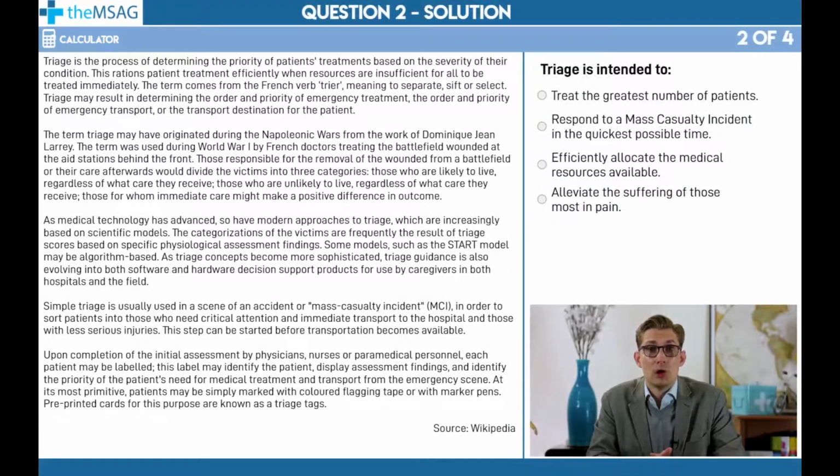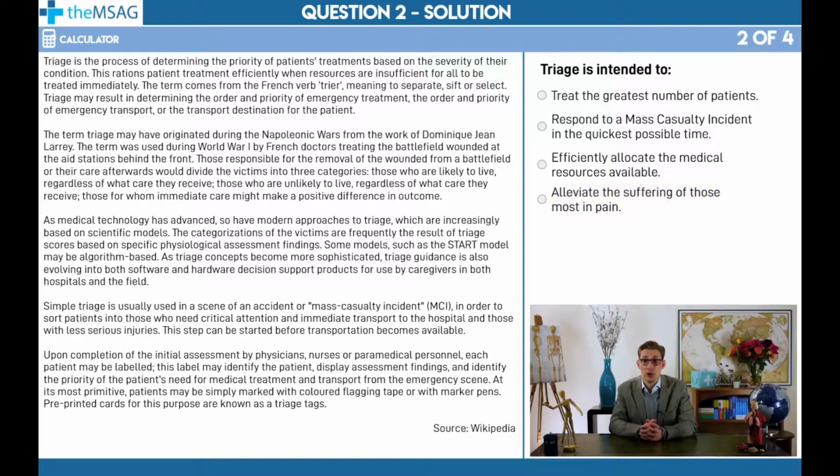Question 2. Triage is intended to A. Treat the greatest number of patients, B. Respond to a mass casualty incident in the quickest possible time, C. Efficiently allocate the medical resources available, or D. Alleviate the suffering of those most in pain.